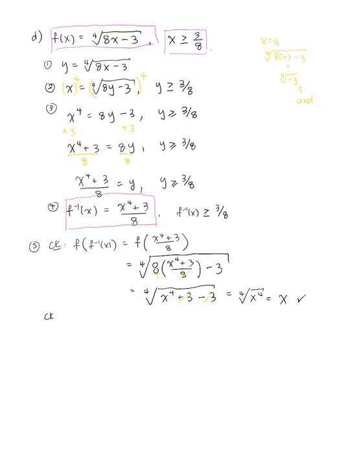All right. Now let's go the other way. F inverse of f of x. So we got f inverse of f of x is fourth root of 8x minus 3. All right, f inverse of x. Okay, so I'm going to replace that x with fourth root of 8x minus 3 to the fourth power plus 3, whole thing dividing by 8.